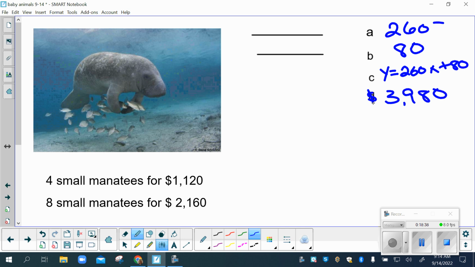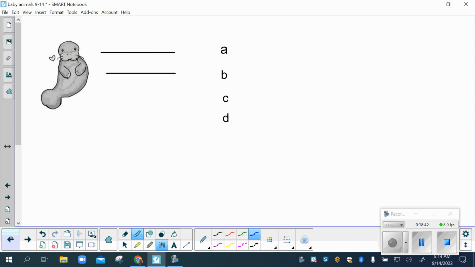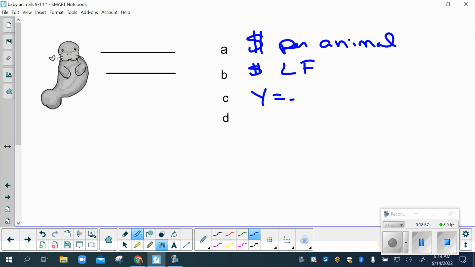I'll say it again. I'll say it right up here. So here's what I want. Oh, I'll write it right here. So right here is amount per animal and amount of licensing fee, equation, and for 15. Is that cool?